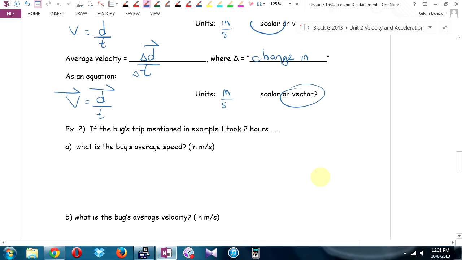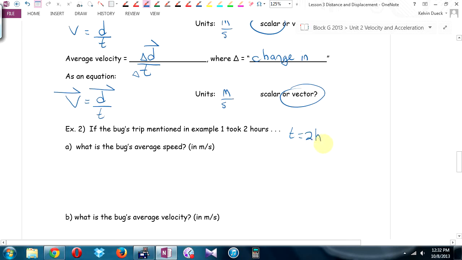Example 2. Suppose the bug's trip mentioned in example 1 took 2 hours. What's the bug's average speed in meters per second? Meters per what? Second. How much time did they give me in this question? 2 hours. I'm not going to do that. Let's do a conversion. Over here, t equals 2 h.